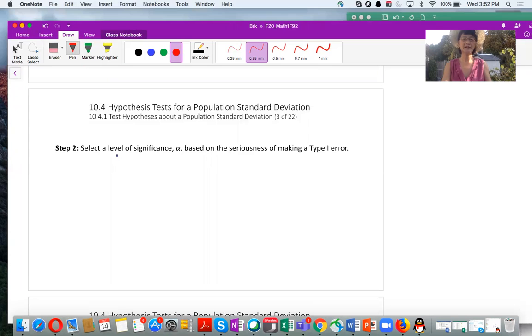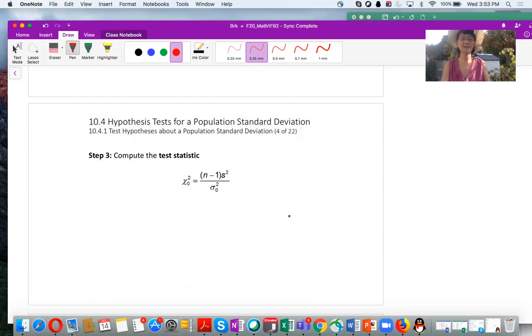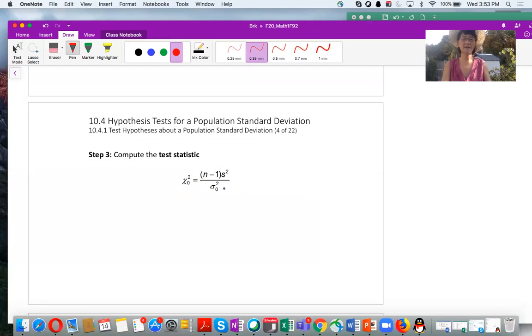Step 2, select the level of significance alpha. Usually it is 0.05. Step 3, calculate test statistic. Remember test statistic is just a formula. And this formula says, use sample size n minus 1 times sample variance over population variance.